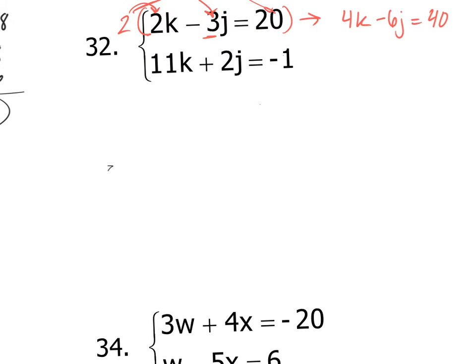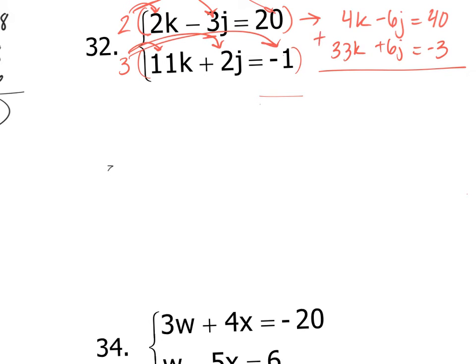Okay, so now I have negative 6 here, so if I could make this guy a positive 6, we'd be in good shape. That means I have to times the bottom by 3, because then I'd have 33k and positive 6j, perfect, and then equals negative 3. Now go ahead and add these guys together, and you will see that your j's will eliminate. On the leftmost side, I have 37k. These guys eliminate, equals 37. So if I divide both sides by 37, I see that k equals 1.